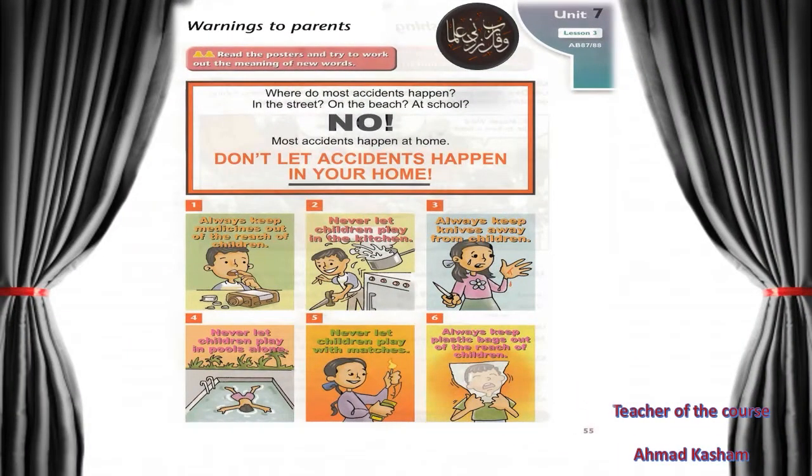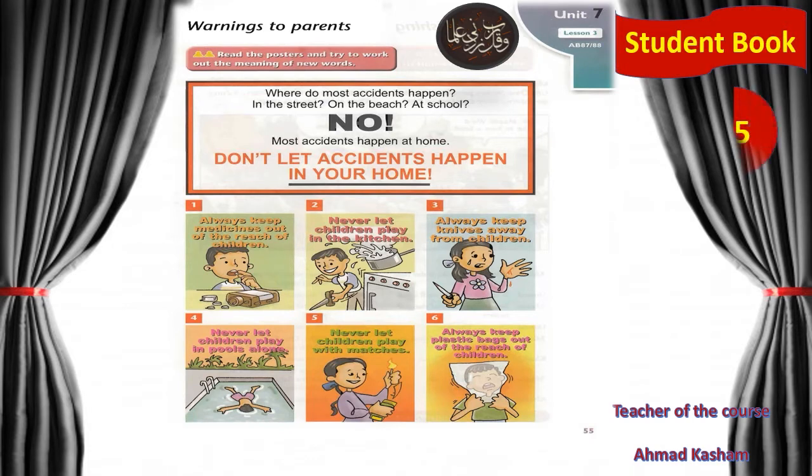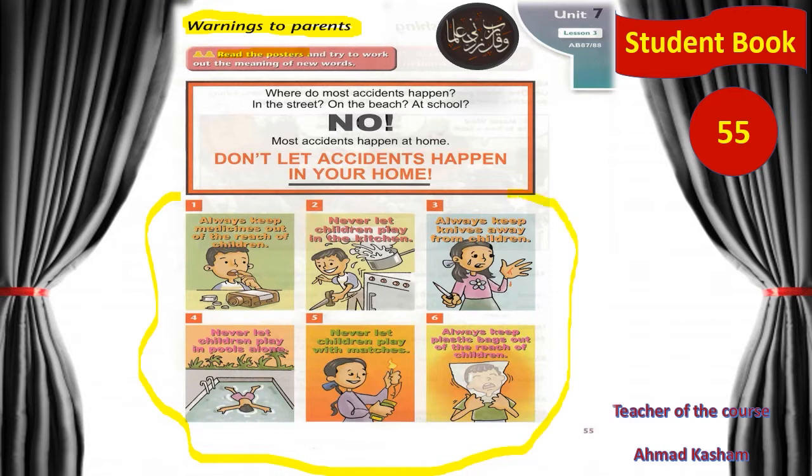And now, my students, we come back to your student book on page 55. Now, what do we have here? Warnings to parents. Now, read the posters. Posters, we mean these pictures here. In Arabic, mulsaqat. Yes, posters. And try to work out the meaning of new words.